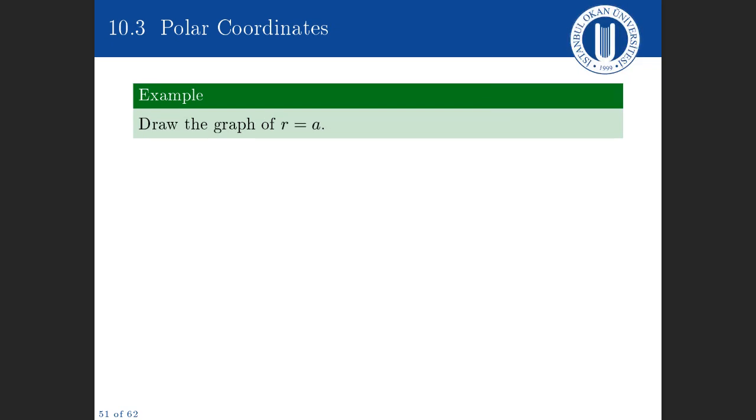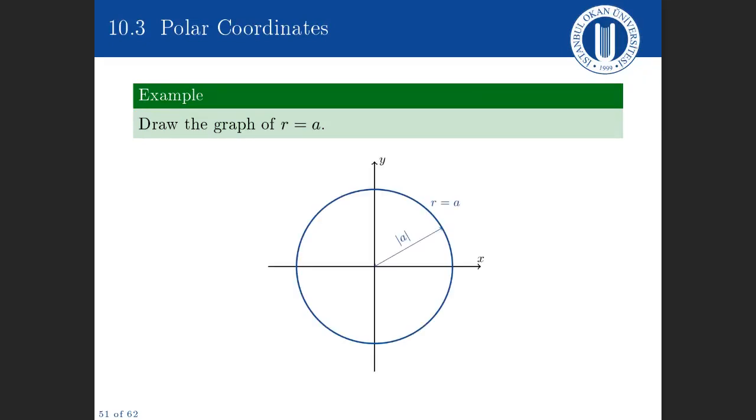Draw the graph of r equal to a. A is a constant. R is the distance from the origin. If the distance from the origin is always the same number, then we're going to get a circle. We don't know if a is a positive number or a negative number, so we write that the radius of the circle is the absolute value of a.